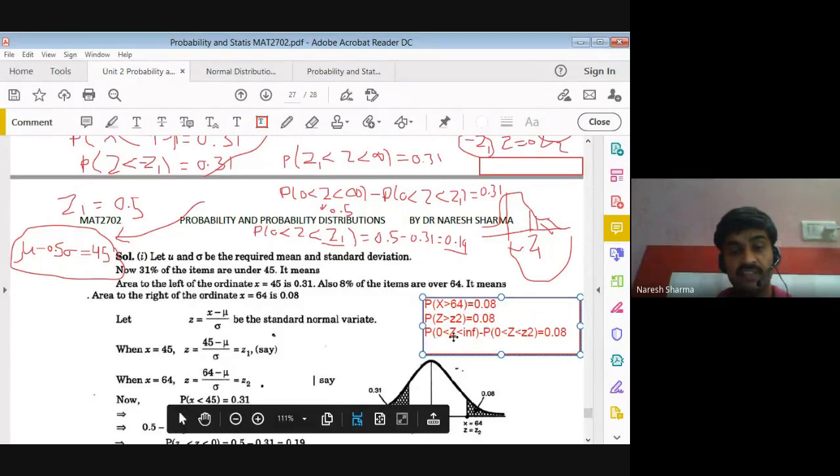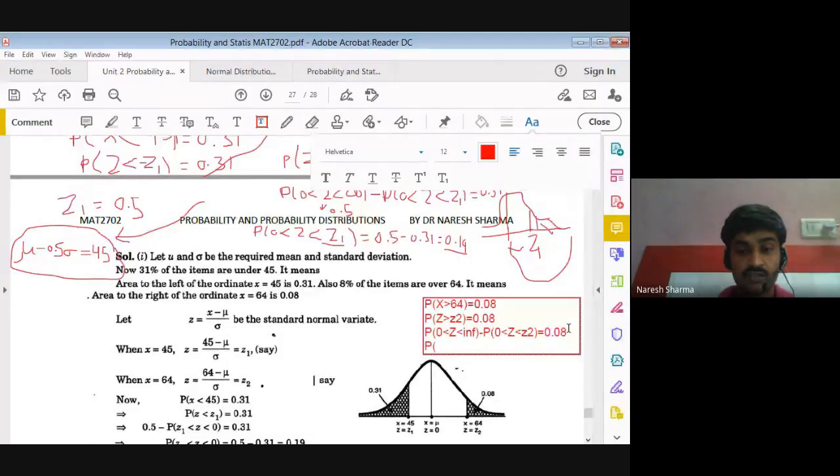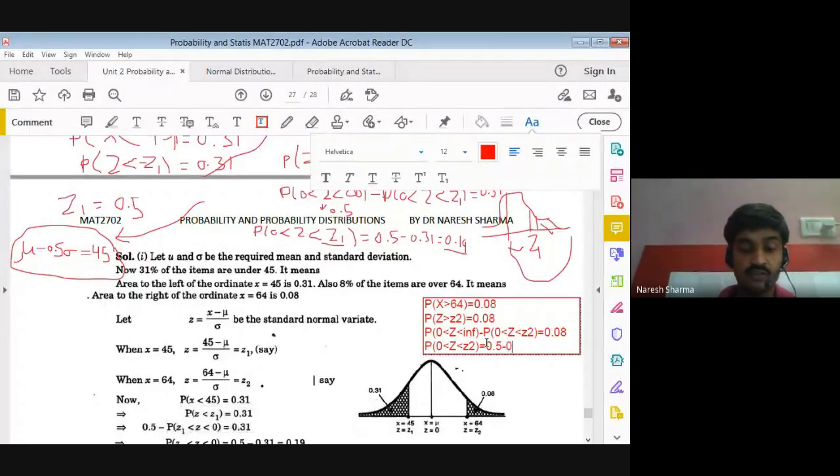Right, and we know that 0 to infinity is 0.5, so we shift this to the right hand side and 0.5 to the left hand side. If we do this, what will happen here? This gives you a probability from 0 to z2, less than z less than z2. This we shift to the right hand side and 0.08 to the left hand side, and 0 to infinity we know is 0.5 minus 0.08, which is equal to 0.42.